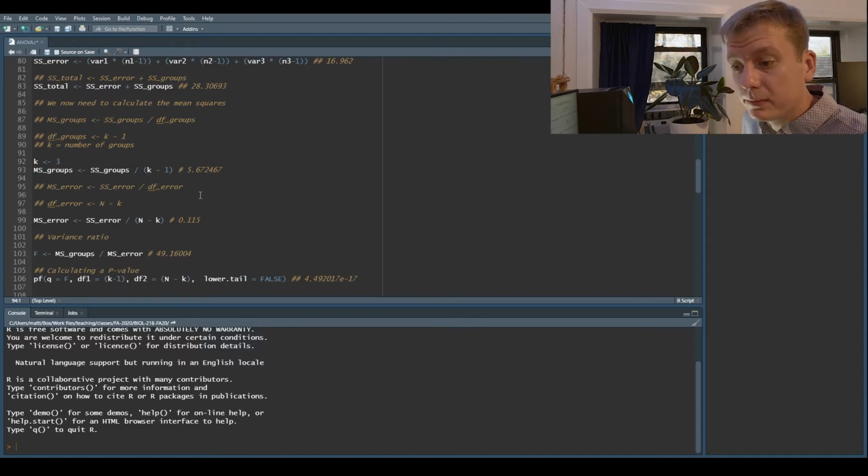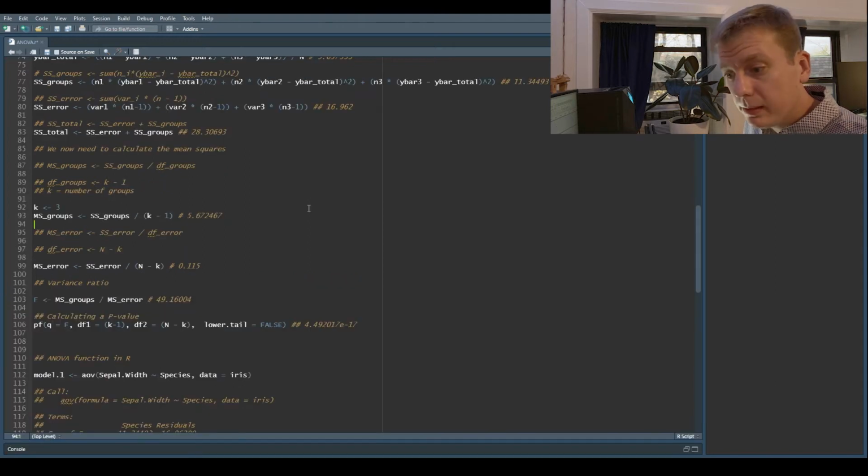The mean squares of the error are the sum of squares error divided by degrees of freedom error. And the degrees of freedom error is big N, which is the total number of observations, minus k, which is the number of groups. So in this case, our big N is 150. There are 50 observations for each group, and then we subtract 3 from that, and our degrees of freedom of the error is 147. If we calculate the mean squares of the error, we get 0.115.